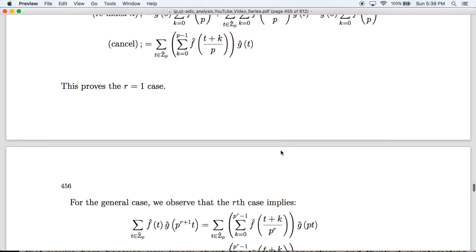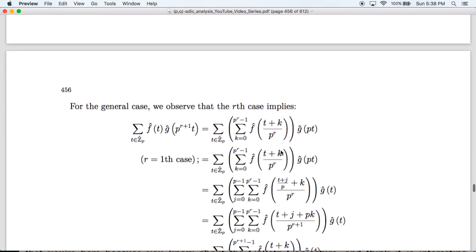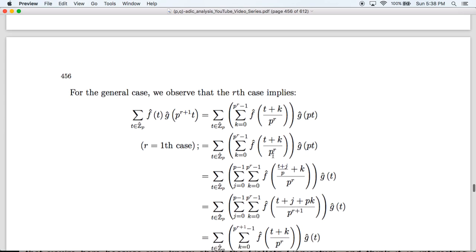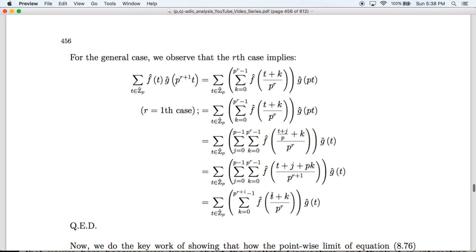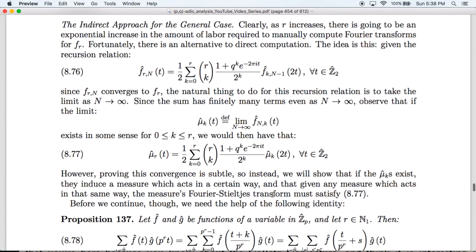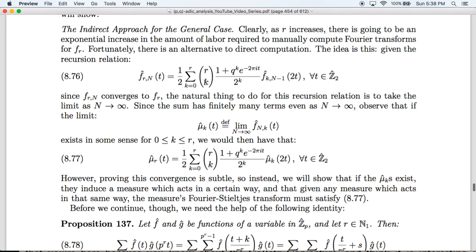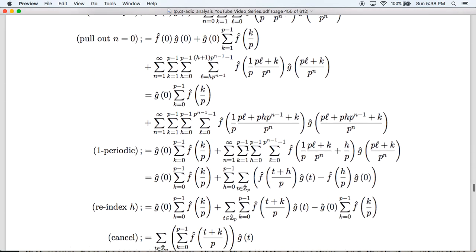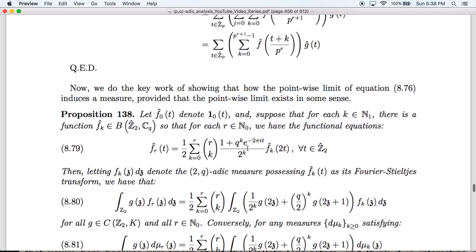And so this proves the r equals 1 case, and then for the general case, we just show that for the rth case, we apply the r equals 1 case to this, and then we re-index, and we get what we want. So now, in our first step, we're going to show that this limiting process makes sense in a certain sense. And for this, we're going to need some functional analysis.